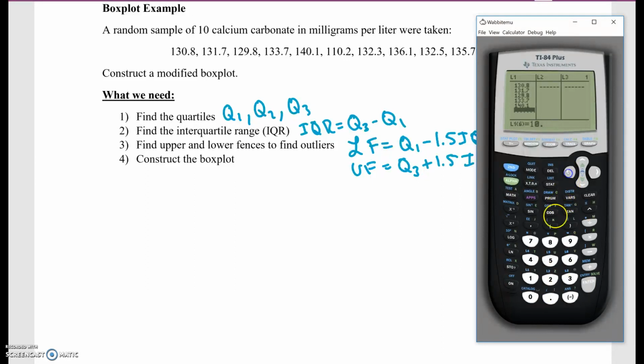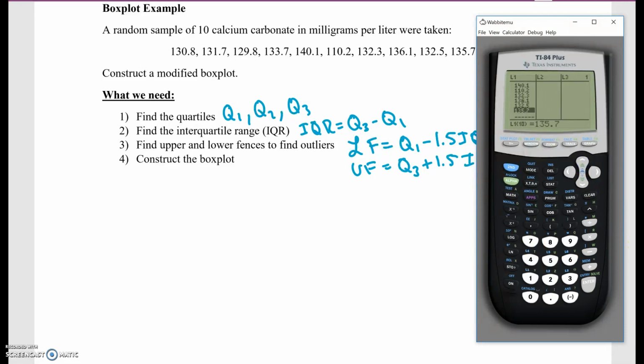Then 110.2. Oh my god, I'm messing up. 130.2. 132.3. 136.1. I'm almost done. 132.5. And then 135.7. Okay.